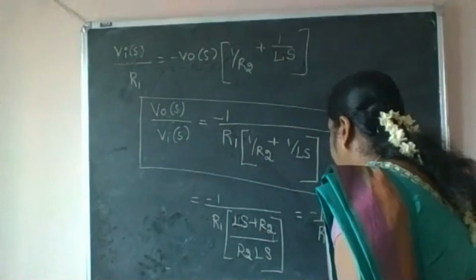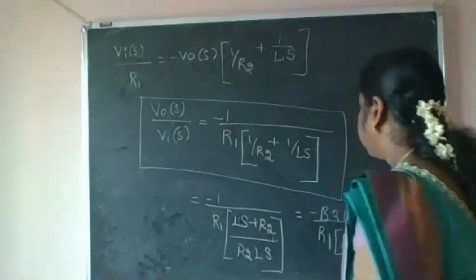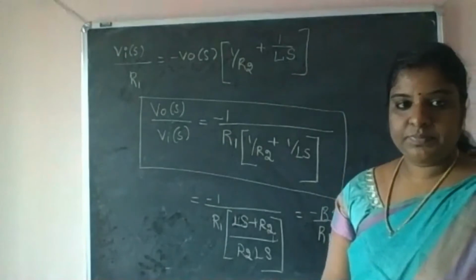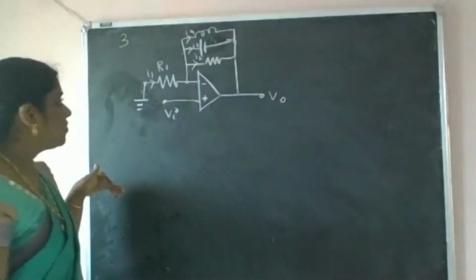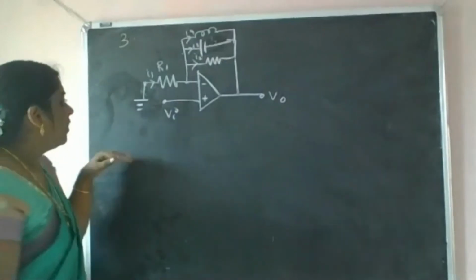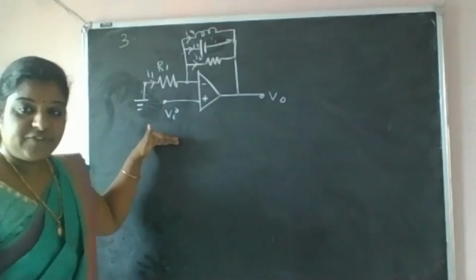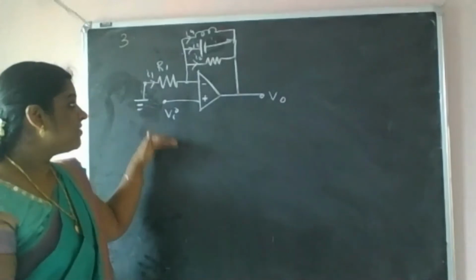Here we will get minus R2 LS. So this is the transfer function for the given circuit diagram. So now we are going to solve the third problem. That is, we have to find out the transfer function for the given operational amplifier circuit diagram.